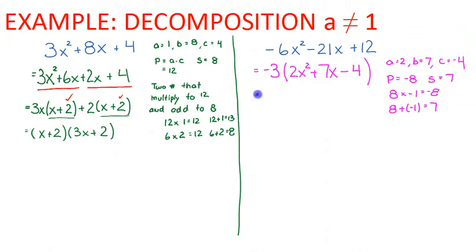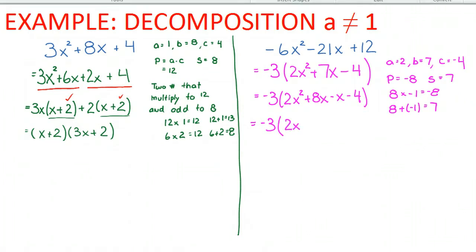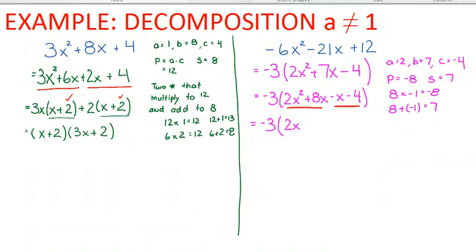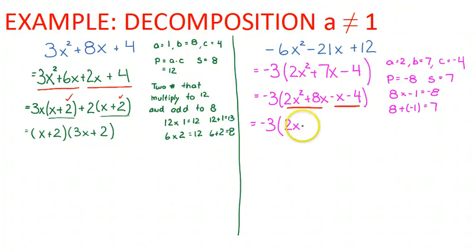So that works. So therefore, I'm going to decompose this. Negative 3 bracket 2x squared plus 8x minus x minus 4. And notice I didn't get rid of that minus 3 there. Minus 3 bracket. Now I'm going to factor out 2x from the first two. And if it helps, if you underline these, some people find it helps. You know, anything that helps you kind of see what you're doing and avoid making careless mistakes is good. So they're going to get x plus 4.